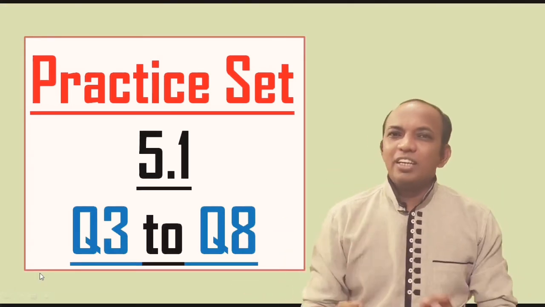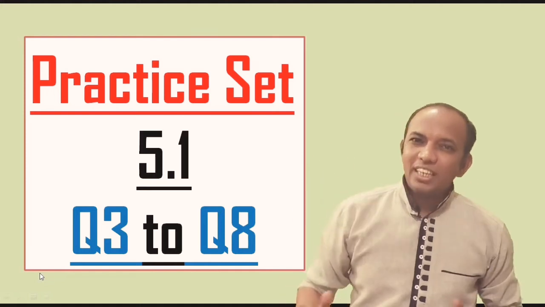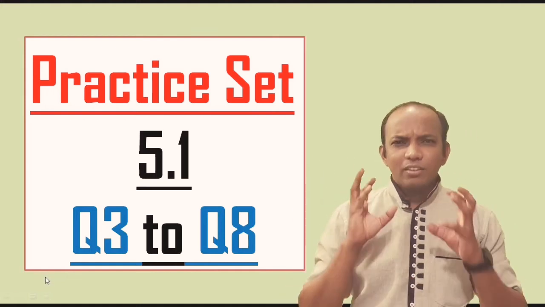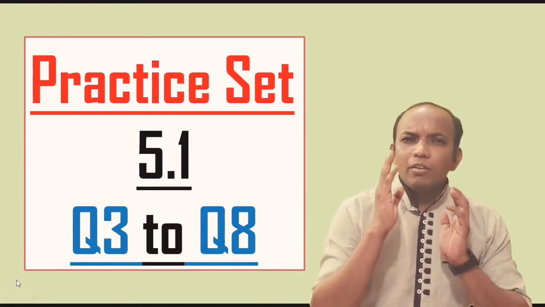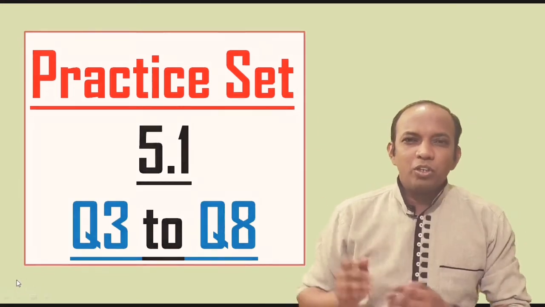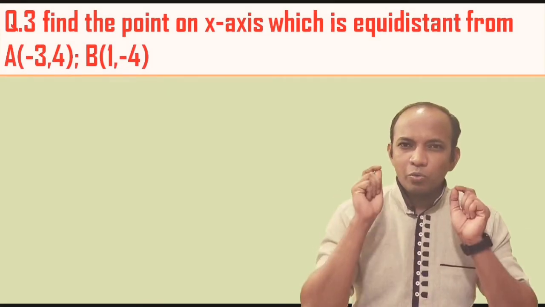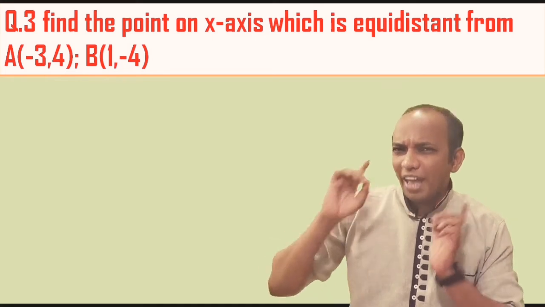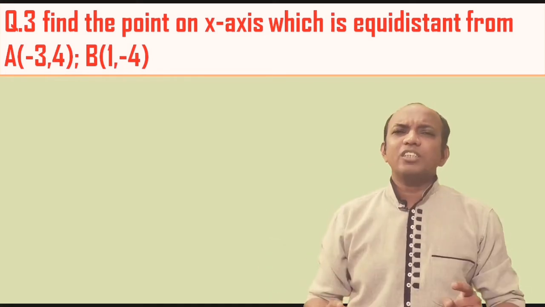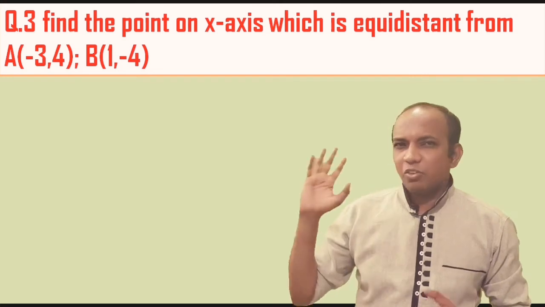In the previous video we learnt about the distance formula, and in today's lecture we will try to understand and solve a few sums which are based on the distance formula again. Here we go with the third sum on the board, which is from exercise 5.1. The question says we need to find such a point which is present on the x-axis and equidistant from points A and B, which are given in the question.